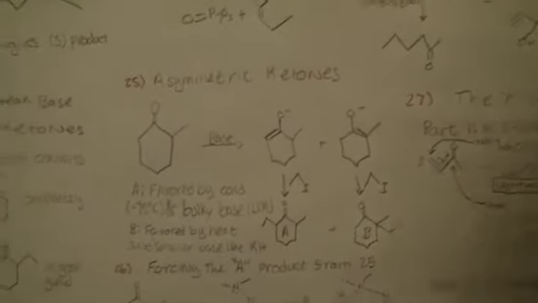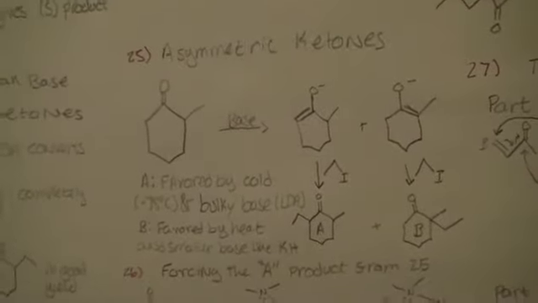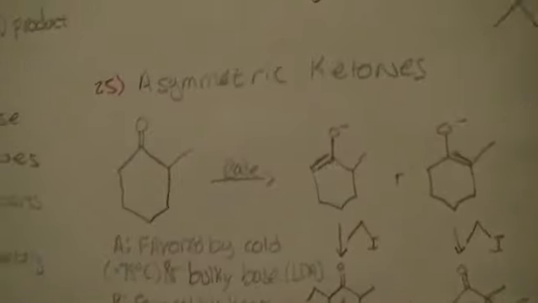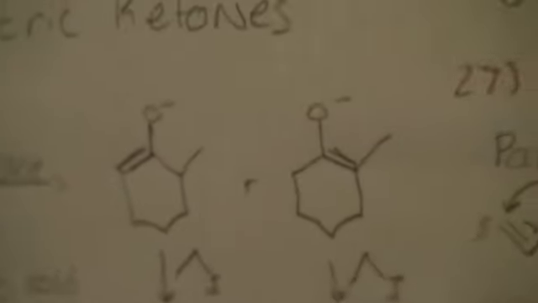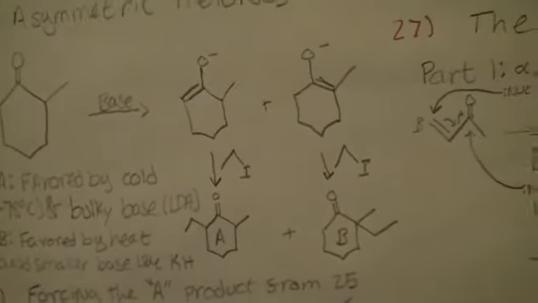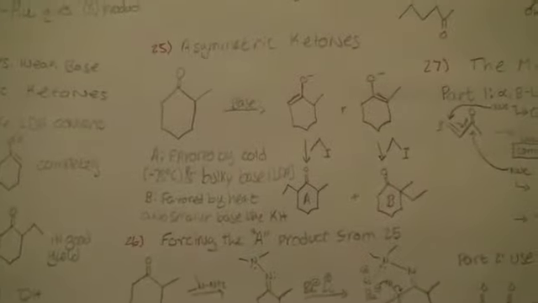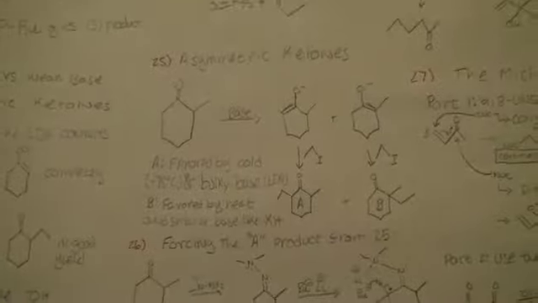When you have asymmetric ketones, there are two options really. On the left side, there are two alpha hydrogens you could pull off to get you this guy right here. And then on the right side, there's one to pull off to get you that guy. And then if either of those react with the same alkyl halide, you get totally different products. Product A is favored by cold temperatures, negative 78 degrees Celsius, or bulky bases like LDA. And B is favored by heat or normal temperatures and a smaller base like KH or OH-.